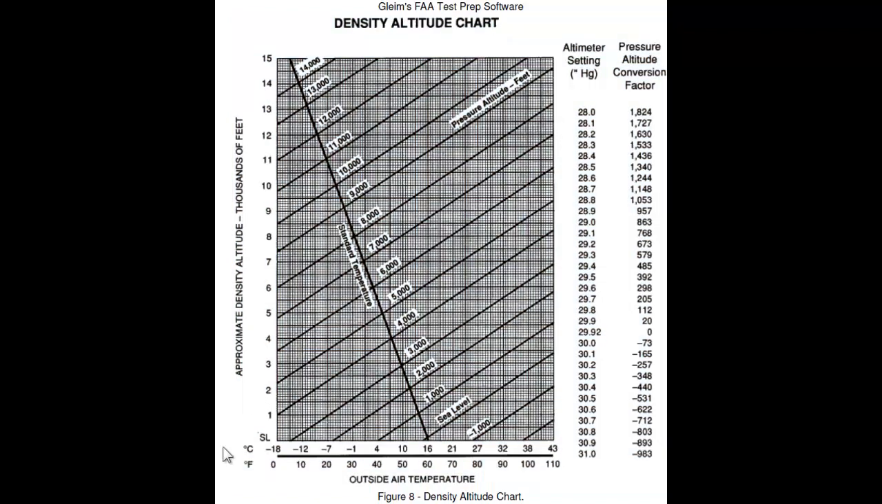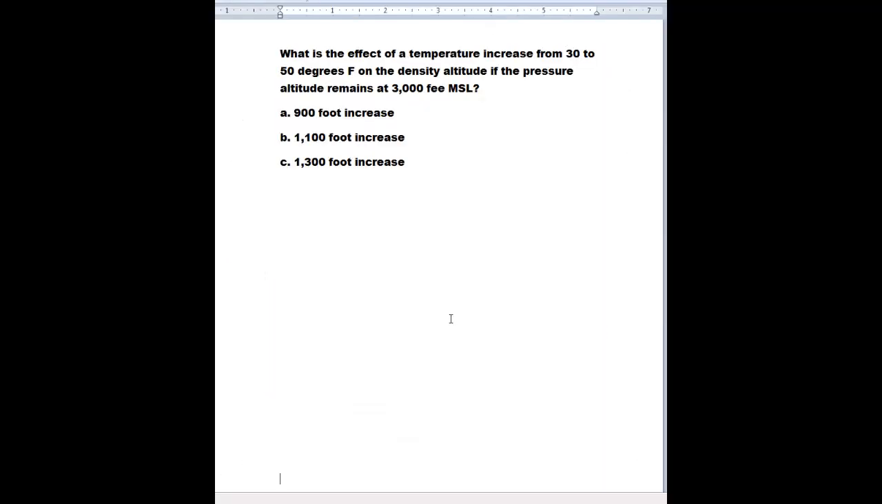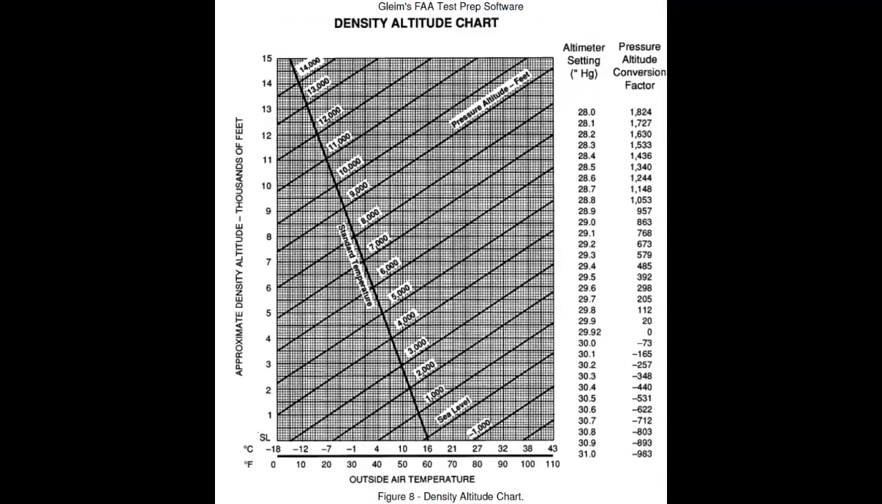Let's try another problem. What is the effect of a temperature increase from 30 degrees to 50 degrees Fahrenheit on the density altitude if the pressure altitude remains at 3,000 feet MSL? We don't have to find a conversion factor for this problem. We are dealing with a constant pressure altitude of 3,000 feet. We only need to adjust for temperature.